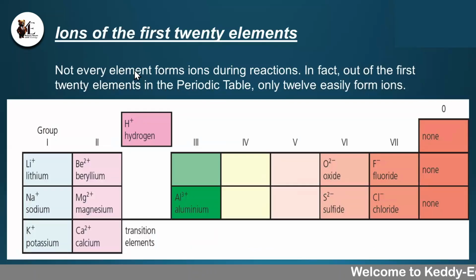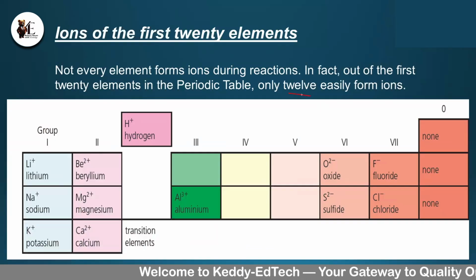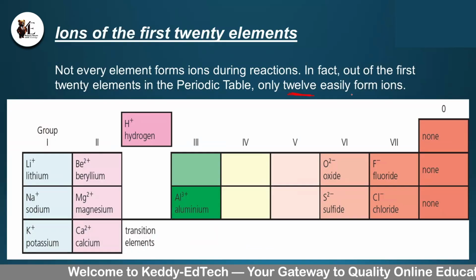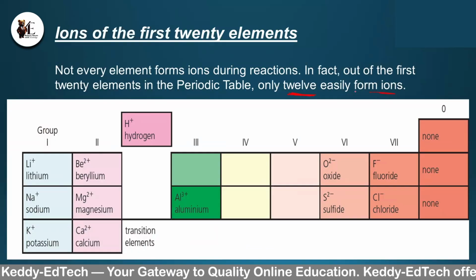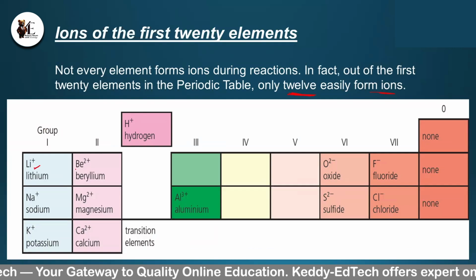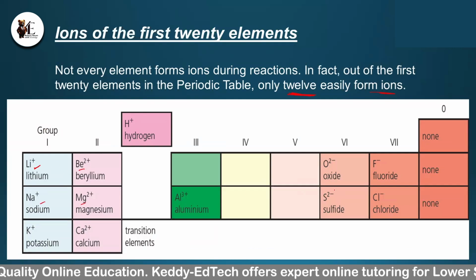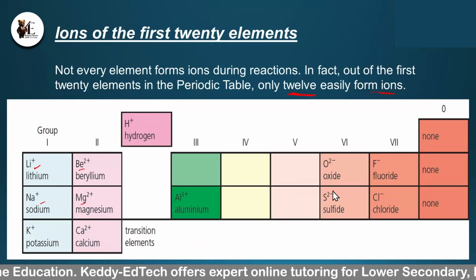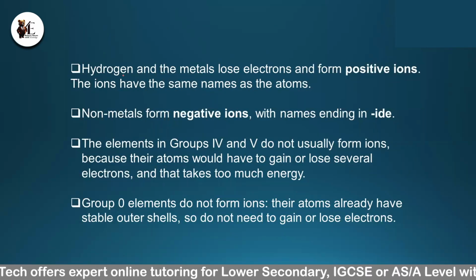I have explained that not every element forms ions during the reaction. In fact, only 12 form ions, which easily form ions. For example, lithium, beryllium, sodium, magnesium, and all these others, right? So let me tell you about the naming.